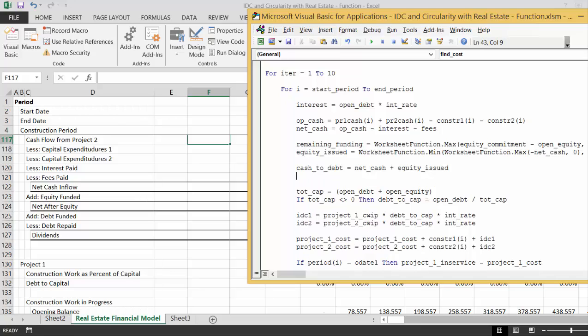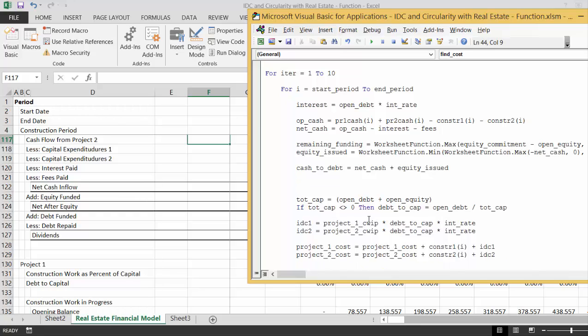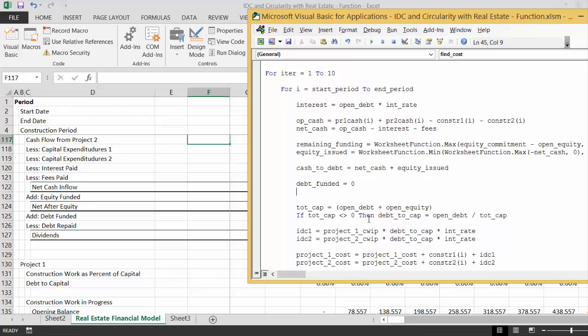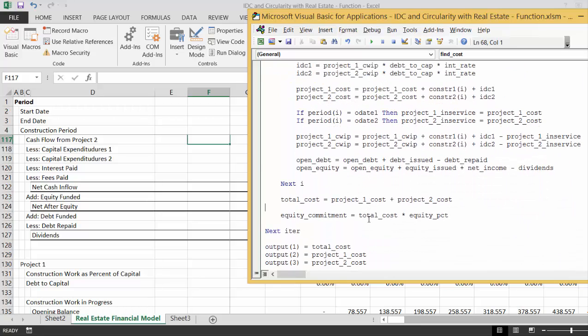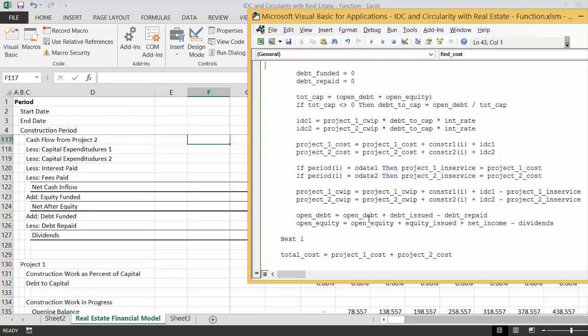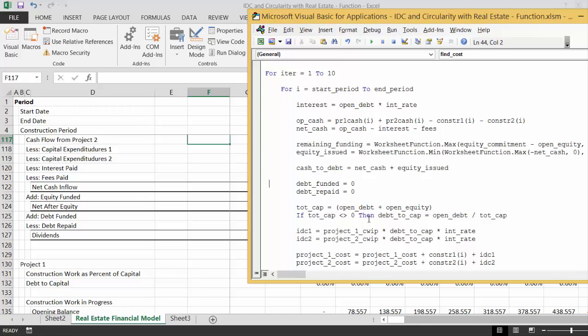And then we can put the, I'll leave it. We can put the debt funded equals, here let's just put debt, so this is debt issued minus debt repaid. Did I call it debt issued? I called it debt funded, so I'll call it debt issued.